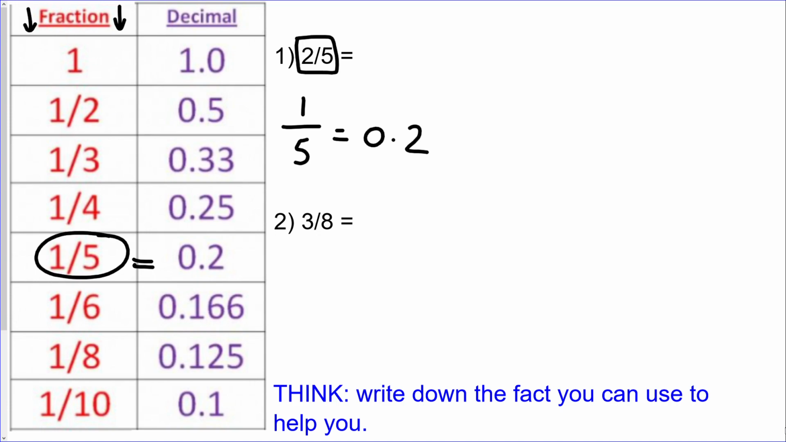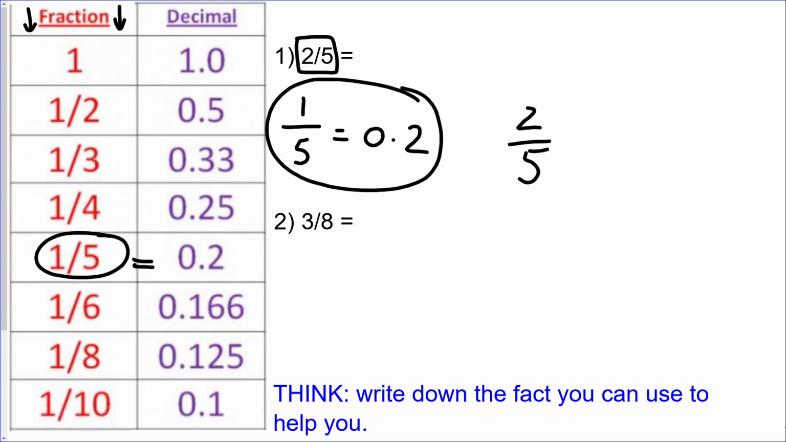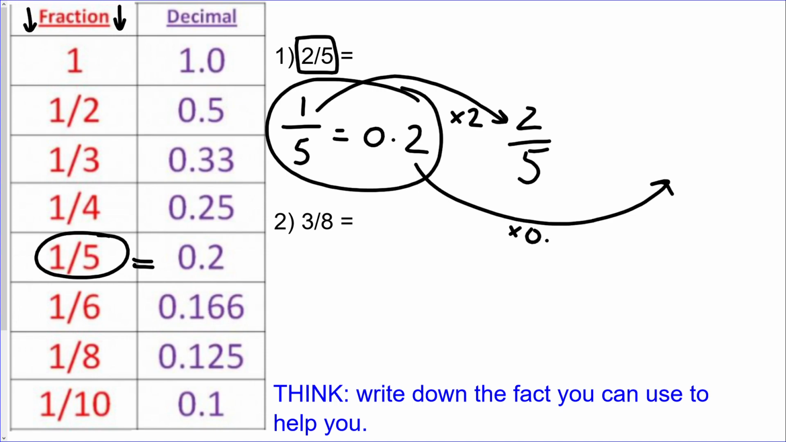0.2. So if we know 1/5 is equal to 0.2, how can we use this fact to help us work out what 2/5 would be? Well, to get from 1/5 to 2/5, we multiply by 2. So to get our decimal, we also have to multiply by 2. And if we multiply 0.2 by 2, we get to 0.4, which tells us that 2/5 then is equal to 0.4. And then finally, we write our answer in the correct place.